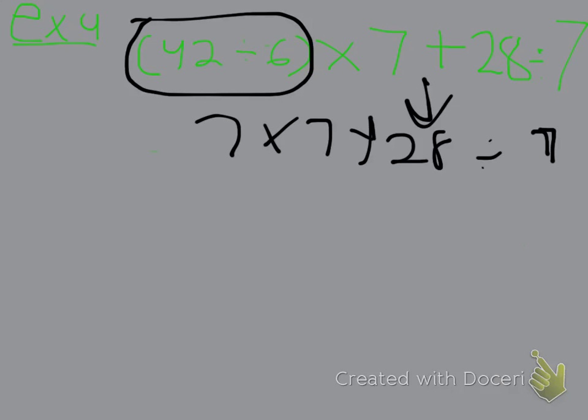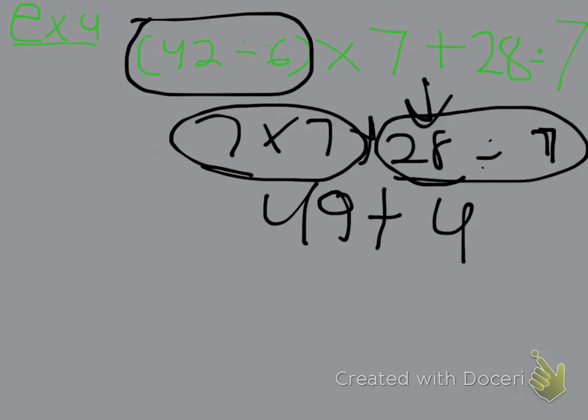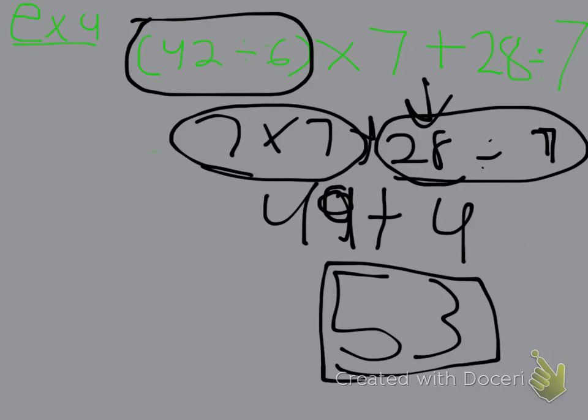Now you do multiplication and division from left to right. So the first thing you do is 7 times 7, which is 49, and then you bring down the plus sign, and then you divide 28 divided by 7, which is 4, and that's the new equation. After you get that, you add those two together, and the answer you get is 53, and that is the answer for the whole equation.